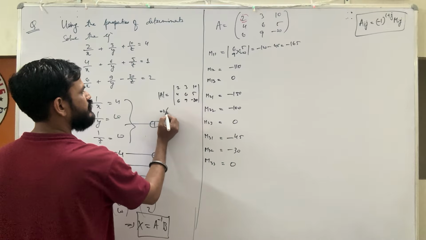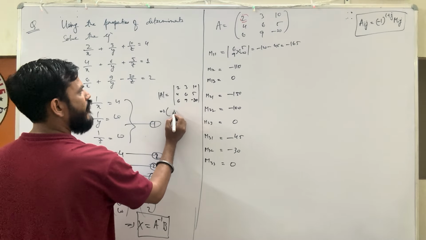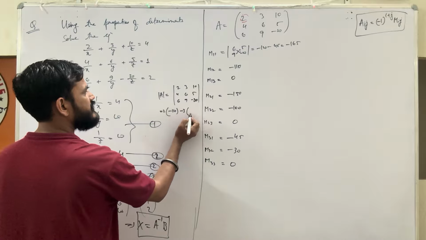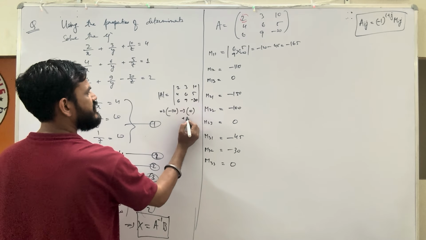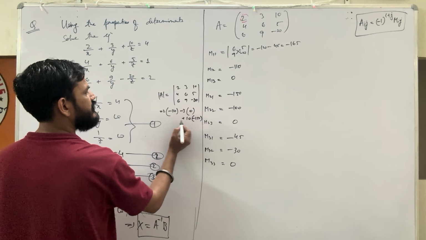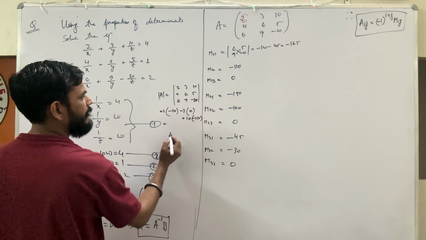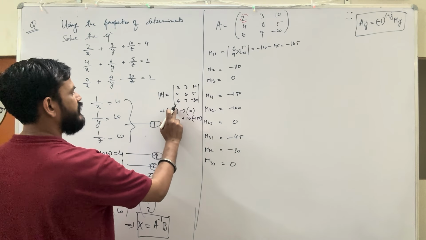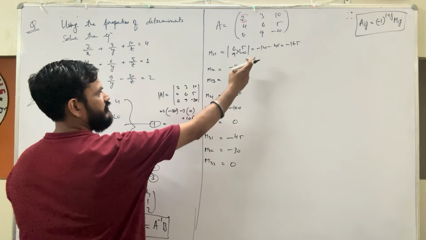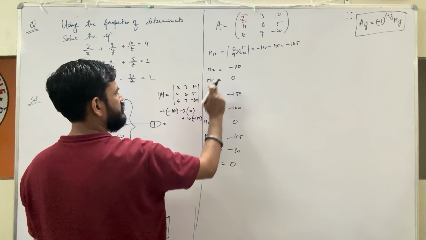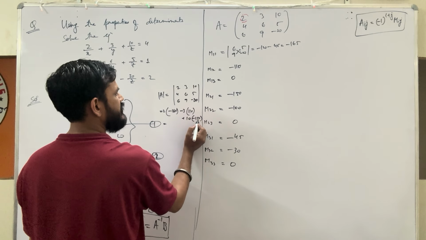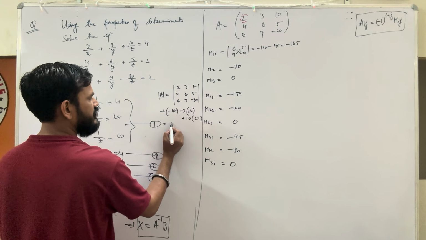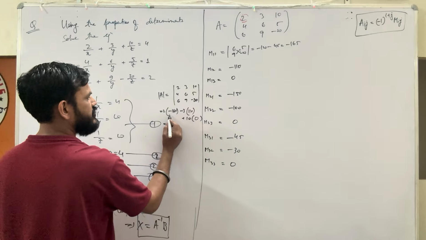So its value will be 2 into minus 110, minus 3 into 0, plus 10 into minus 150, right? So it turns out to be minus 165. 2 into minus 165. Right, minus 165. The first one is this, right? And then minus into 110, and then this one will be 0, right? So it will be how much?